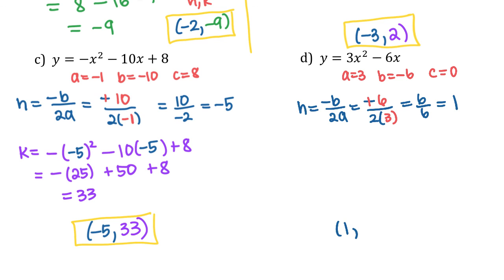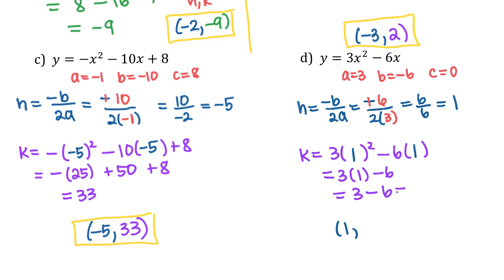To find my y-coordinate, let's see, it's 3 times x squared minus 6 times x. And for my x-coordinate, I got 1. Okay, exponent first. So 3 times 1 squared is 3. 3 minus 6 is -3. So the y-coordinate of my vertex is -3. And my vertex is at 1, -3. And then we will graph this next class.